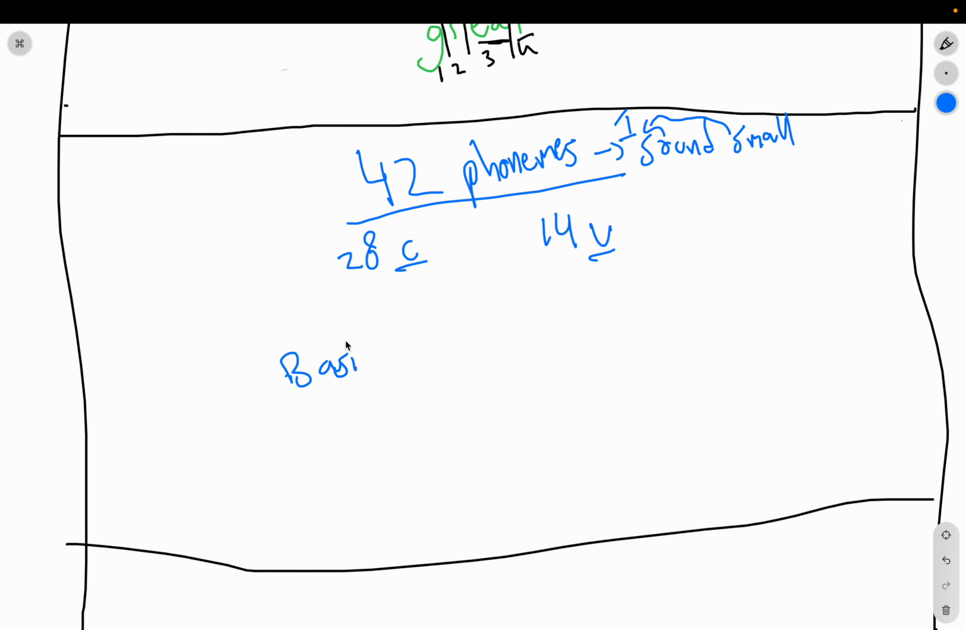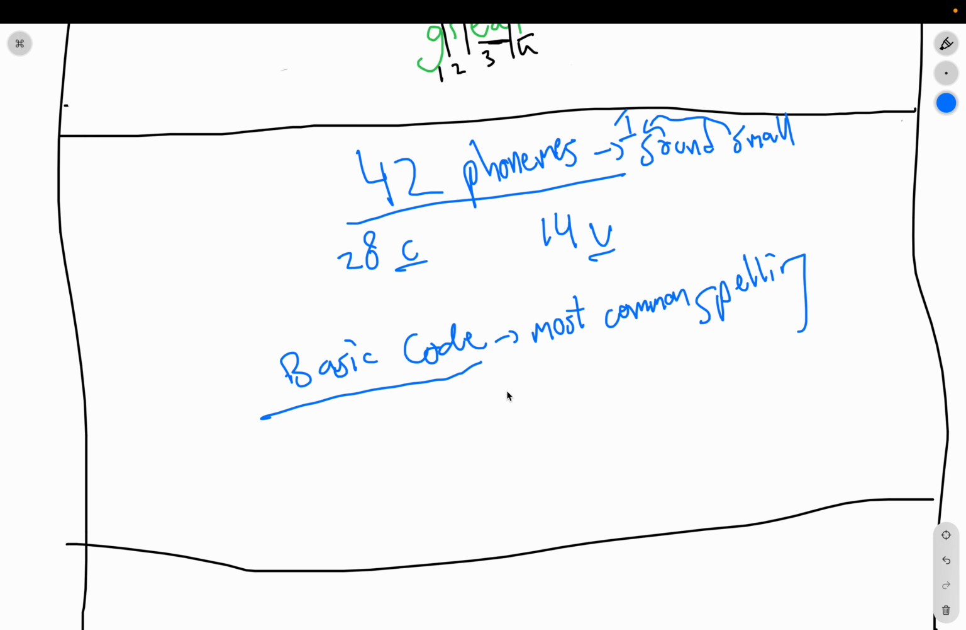E.g., the basic code is the most common spelling of each phoneme. Oh, I can't write right now. What's going on? I think I pressed something. Sorry, guys, I'm messing with my pen a little bit. There we go. Most common spelling of each phoneme. And that's always going to be with one or two letters.